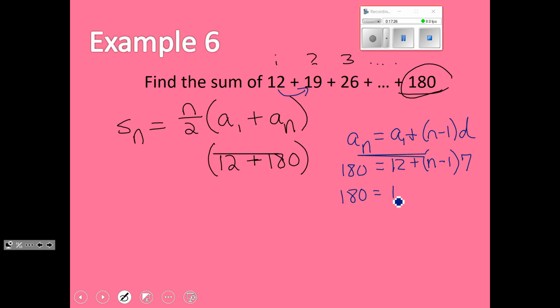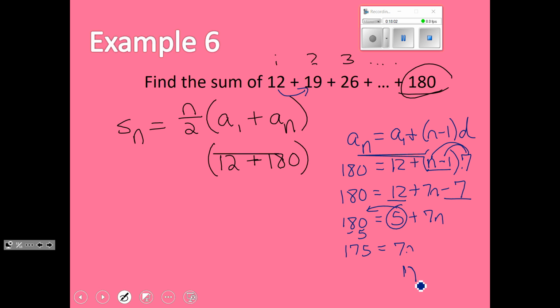I'm actually going to solve this. We're going to distribute. I can't do what's on the inside this time because you don't know what n is, so you can actually solve it doing your parentheses first. So this will make 7n minus 7. I'm going to combine like terms. So 180 is equal to 5 plus 7n. I'm going to subtract 5, and 175 is equal to 7n. And so that's going to make n 25. So what does that mean? That means that 180 is the 25th term.